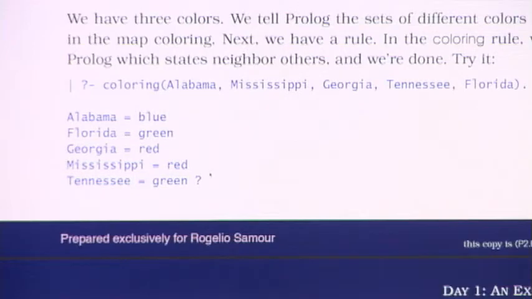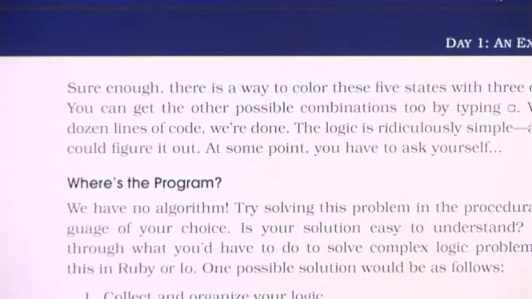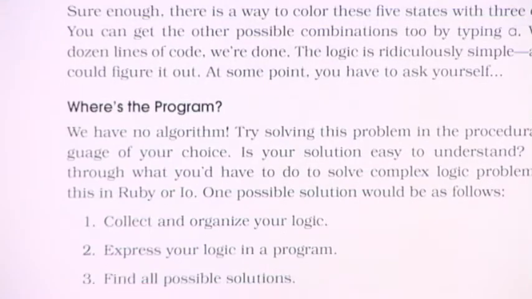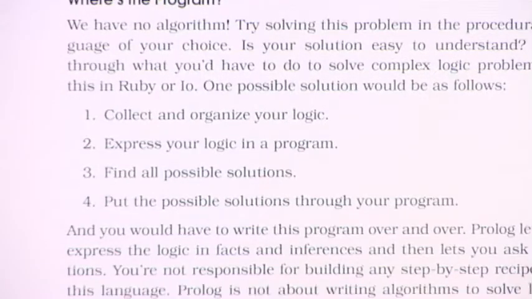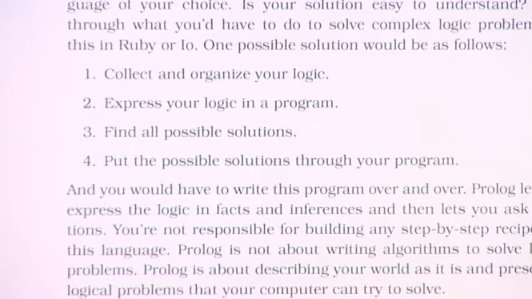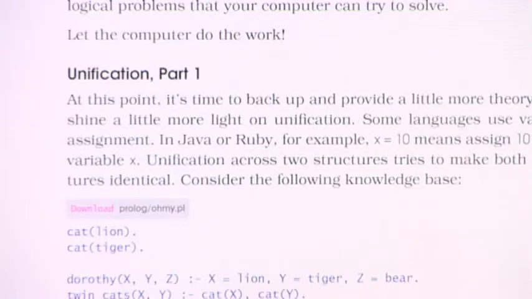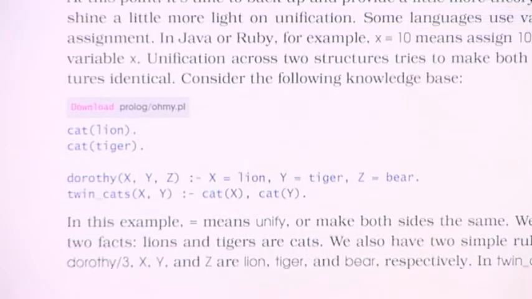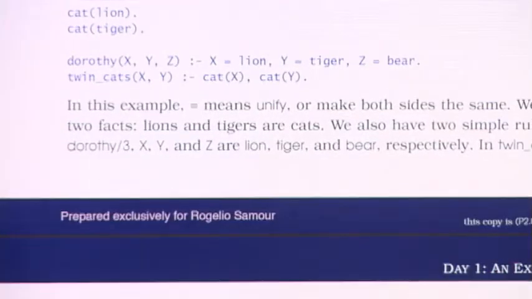Once you get your answer out, you can query it again and it'll spit out other combinations of colors that work. So yeah, that is a little bit less trivial of an example. But where Prolog really comes into its own is when you start using recursion on it. And let me see if I can find an example for that.